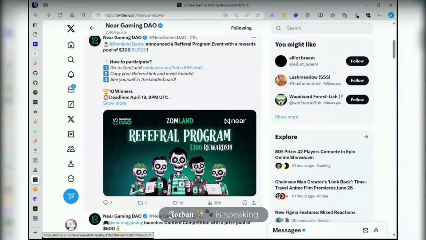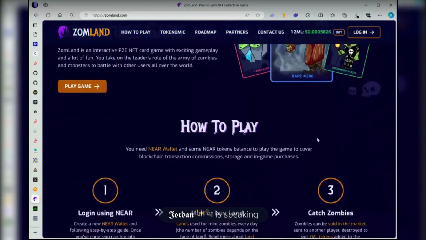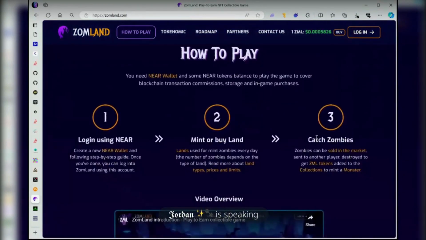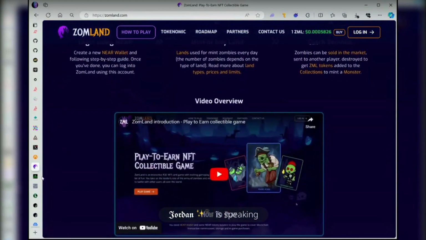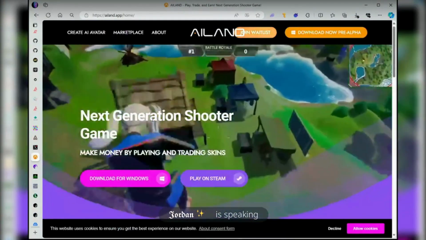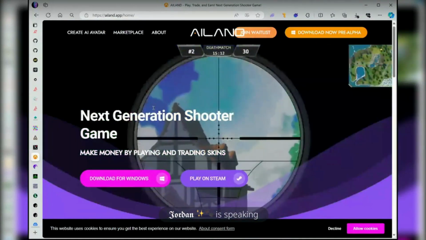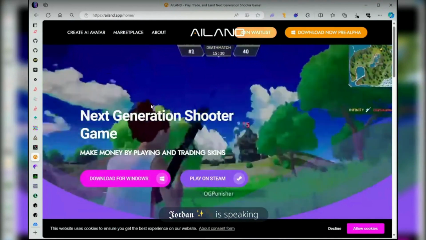Zomland is a game that is on Near and other chains, and it's a collectible card game. So this is a game where each one of the cards is an NFT, more utility around NFTs. Worth checking out if you like collecting and trading cards. And then another game that kind of fits into the virtual world stuff too is AI Land, and they have a full 3D game where the characters you are in the game are NFTs.